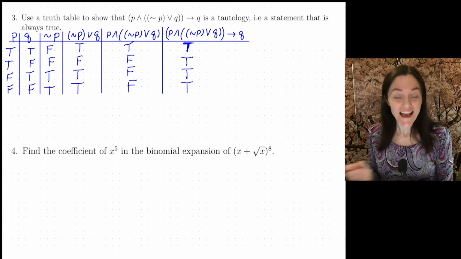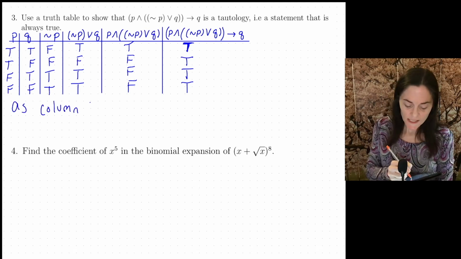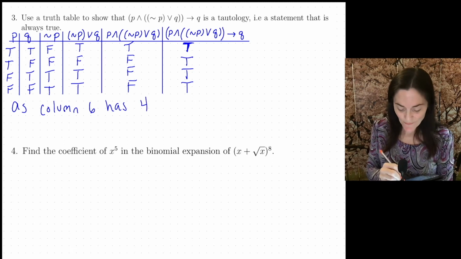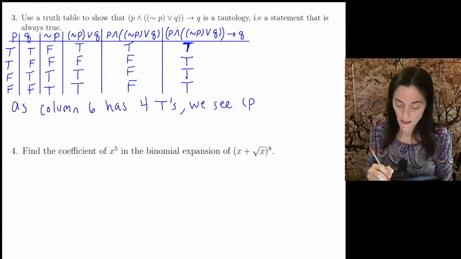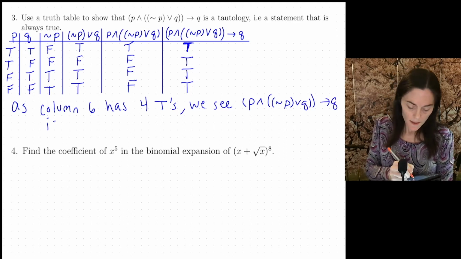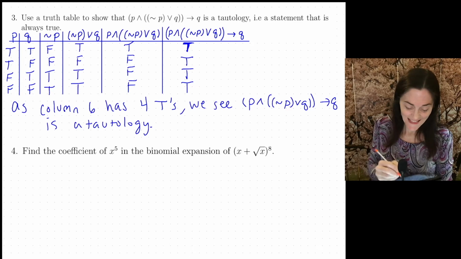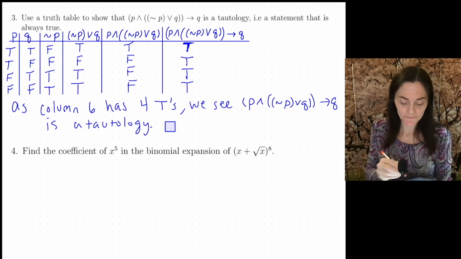Now we see we have a tautology. As column 6, I'll just say has 4 T's. We see that this, it's P and not P or Q implies Q is a tautology. And this is the end of number 3.